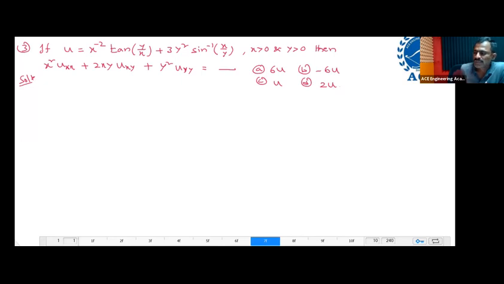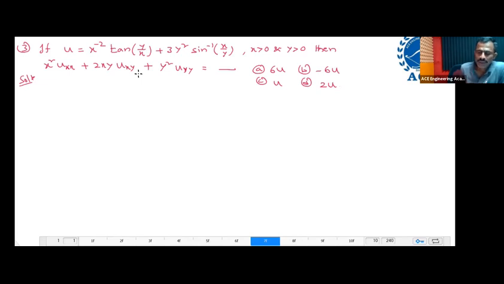But in every option something is given, so definitely it should be a homogeneous function. It may not be a homogeneous function also. If it is not a homogeneous function, then you have to find all the derivatives uxx, uxy, uyy. If it is a homogeneous function, without finding the derivatives we can write the result. That is the advantage.